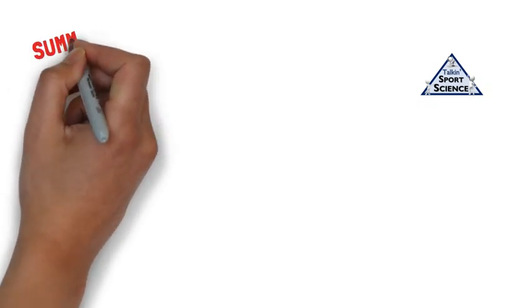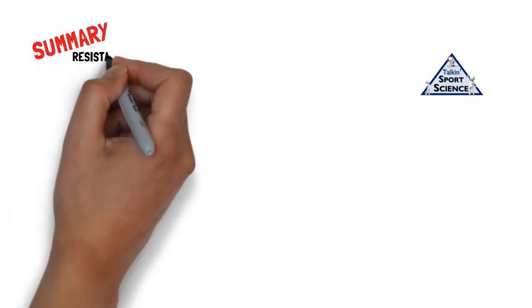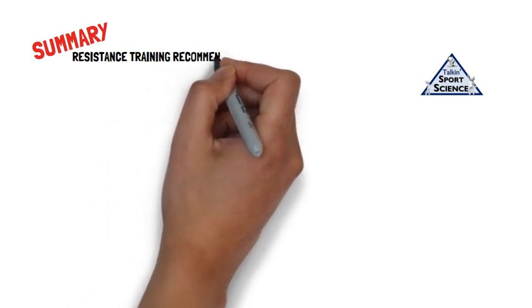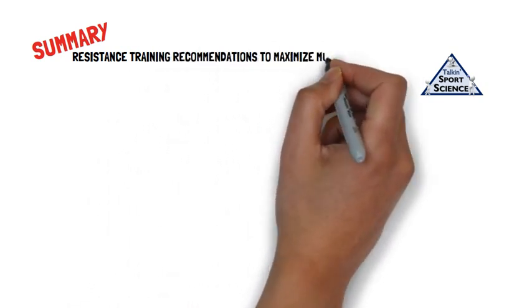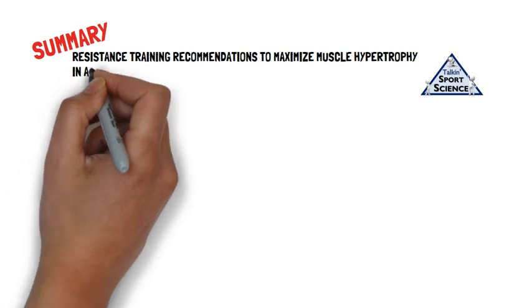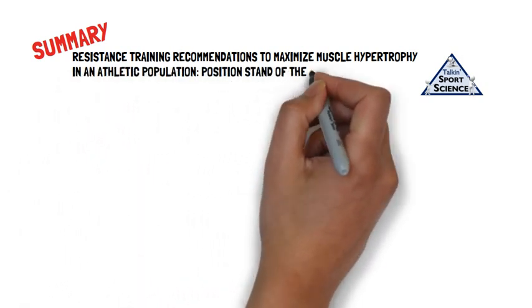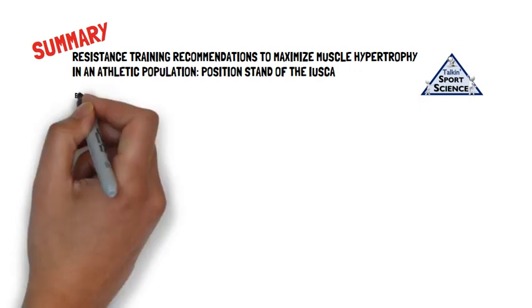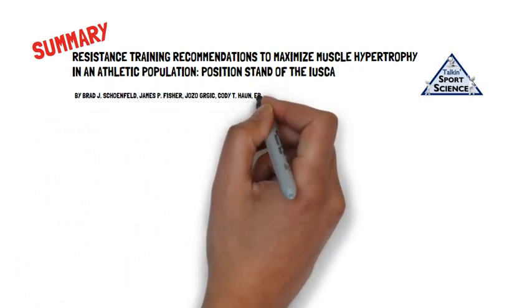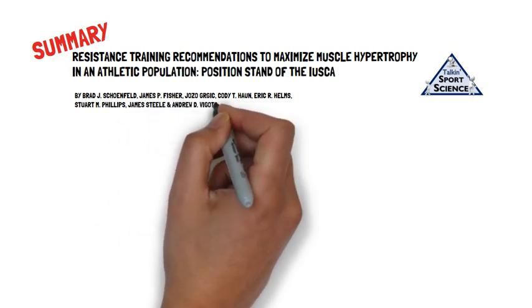This presentation is going to be summarising the position stand from the International University Strength and Conditioning Association on using resistance training to maximise muscle hypertrophy in an athletic population. This position stand was created by Brad Schoenfeld and colleagues, and Brad, as we know, is often regarded as the hypertrophy specialist.